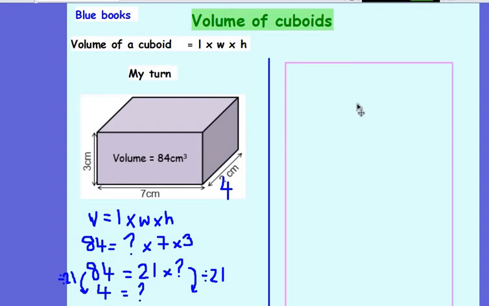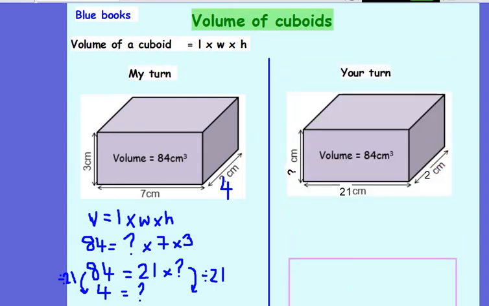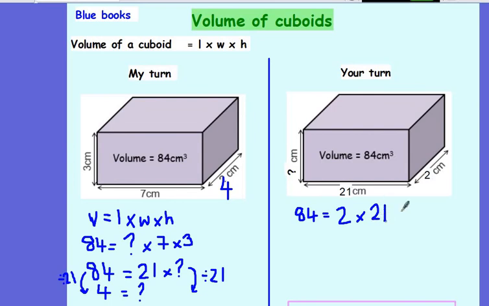Over to you, Year 8, in your dark blue books. Have a go at this one for me. Pause the video and answer that question now, please. Right, let's go through the answer. This time I know that 84 is equal to my length, which is 2, times my width, which is 21, times my height, which we don't know.